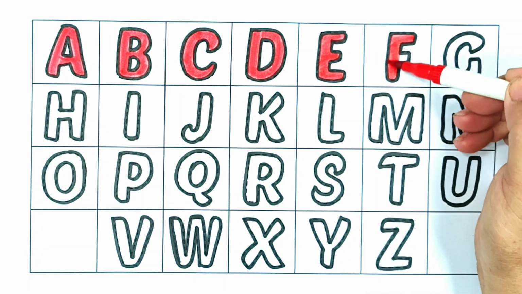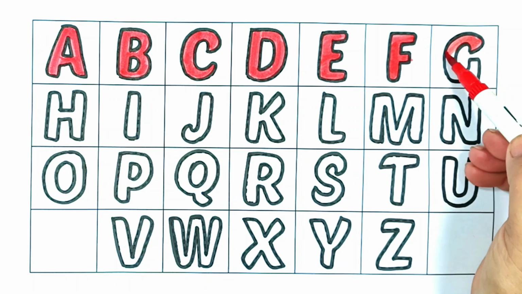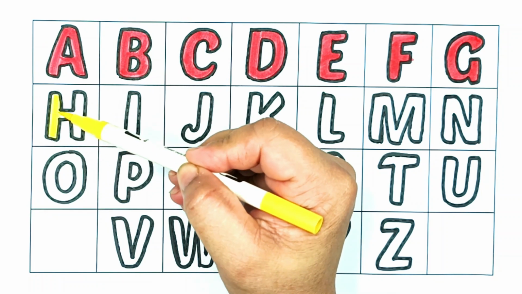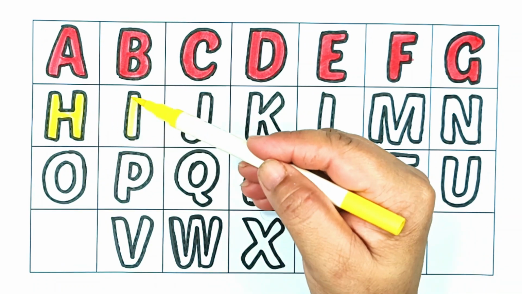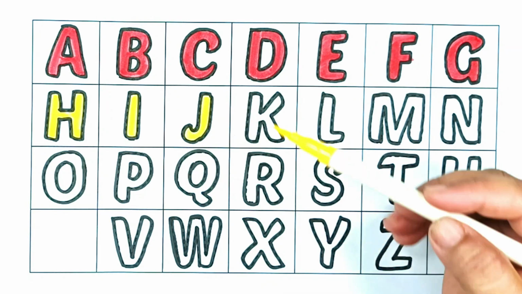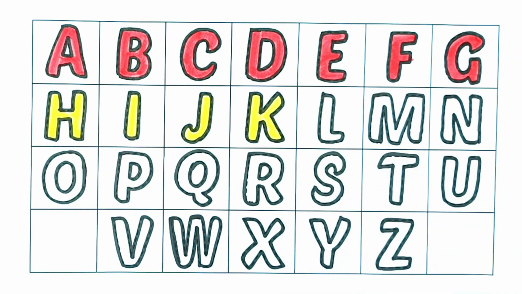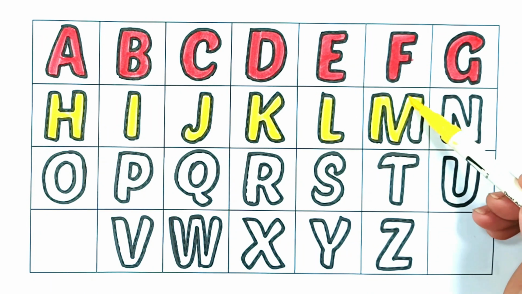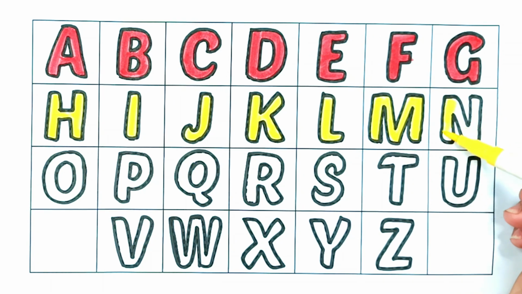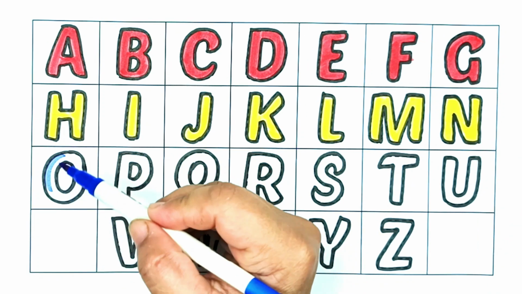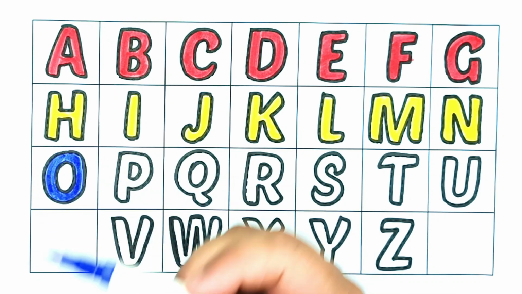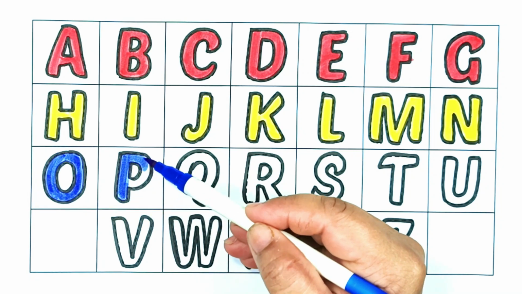F for frog, G for glass, H for hat, I for igloo, J for jam, K for kite, L for lamb, M for man, N for net, O for onion, P for pen.